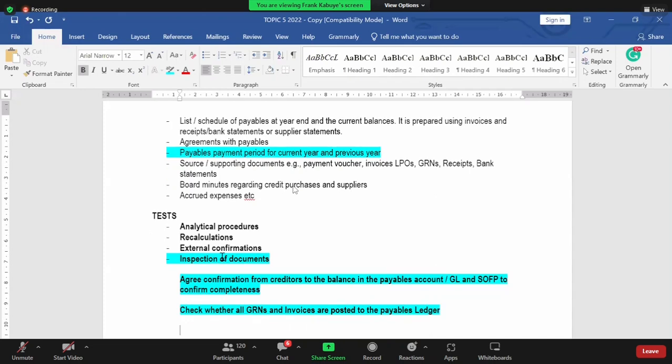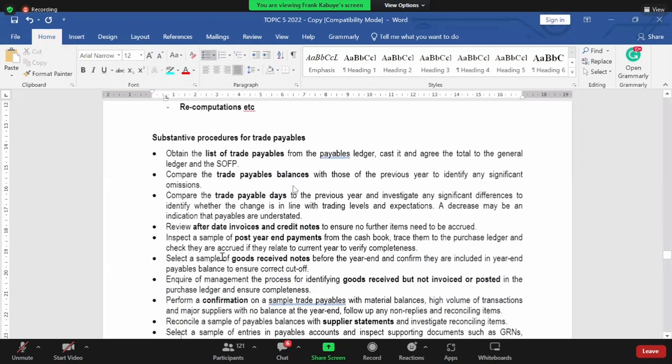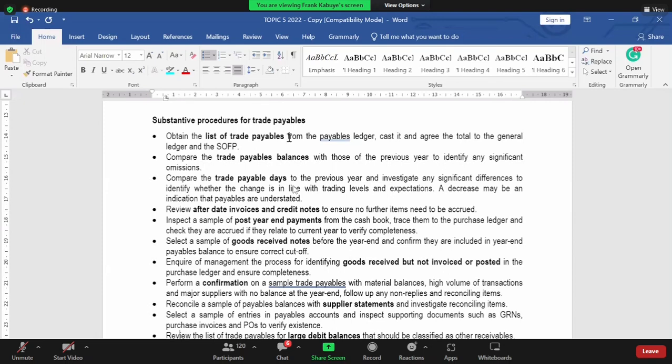I said that you get the list of trade payables. So that list, cast it and agree to the total general ledger and statement of financial position. You're moving forward. So this list of payables, does it match with the general ledger and the balance sheet? Remember this list, I said it comes from invoices, it comes from the individual ledgers. The difference between payables ledger and general ledger is that the payables ledger is for each person. So from each creditor's account to get a balance, you list all those who still have pending balances. Compare the list to the general ledger, should be matching, and then the balance sheet.